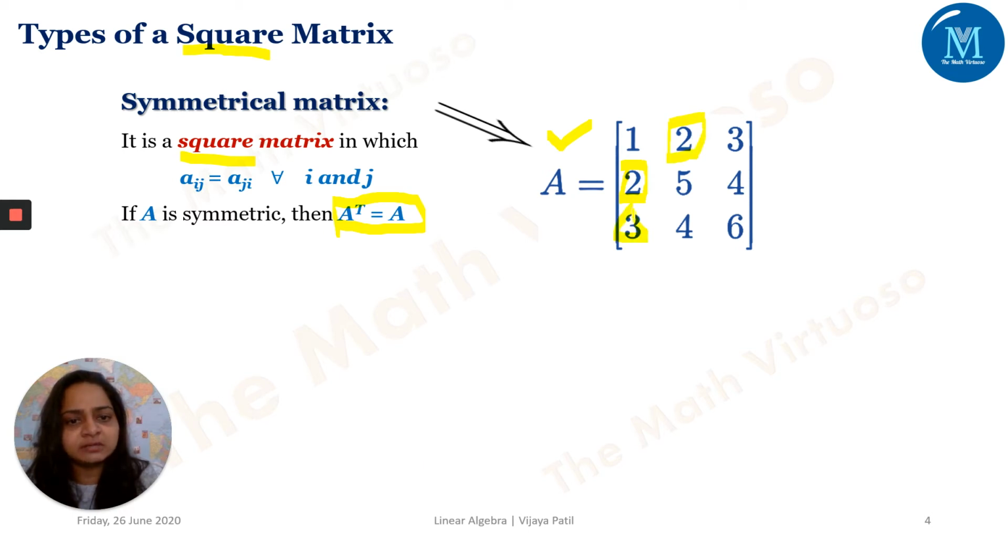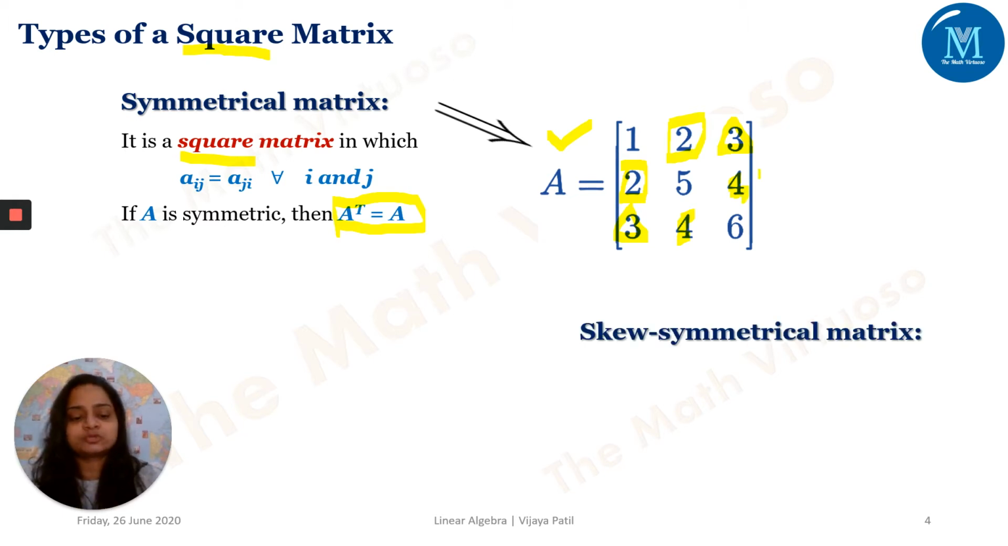Then 3 is here and this 3 is over here. And then this 4 is here and I have this 4 over here. So for non-diagonal elements, Aij is equal to Aji. That means A12 and A21 are equal, A13 and A31 are equal, A32 and A23 are equal. These are very important matrices, which play a very important role in matrix algebra.